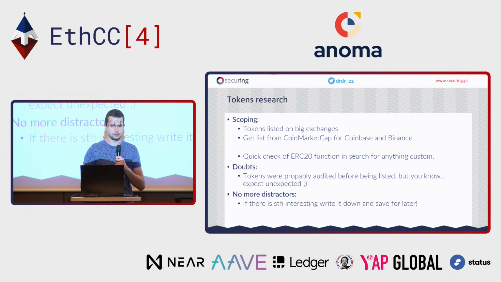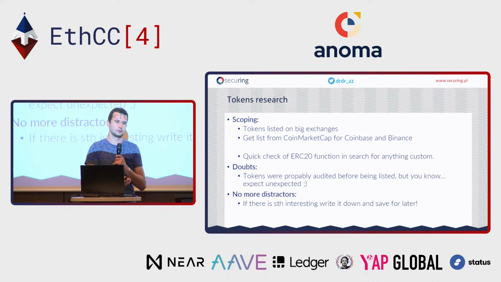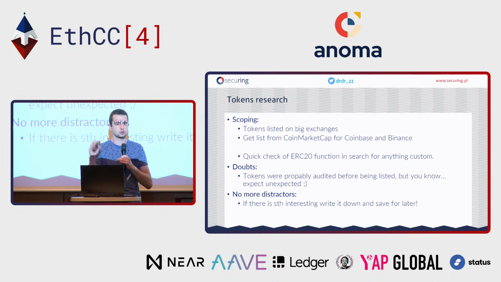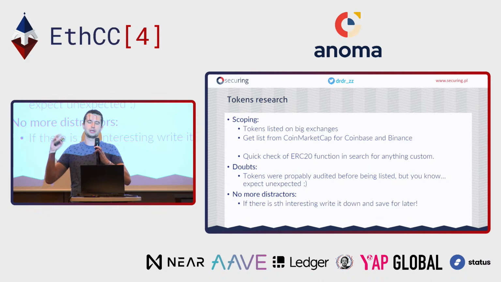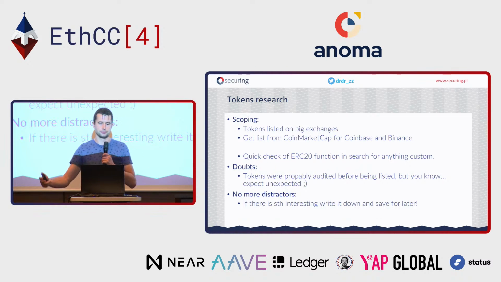So the idea, the change, was that I want to focus on the tokens that I can easily find. So I took the tokens listed on big exchanges. I took the list from CoinMarketCap for Binance and for Coinbase. And I want to quickly check, I don't want to spend a lot of time on them. I want to quickly check the most important functions. How do they transfer, how do they mint, and how do they burn tokens?